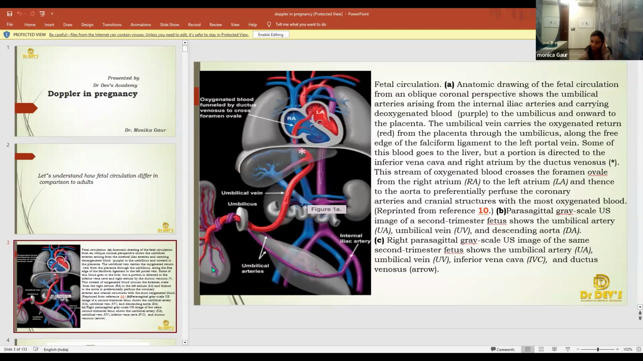If you want, I can explain further how this happens and what kind of oxygenation there is. So here in the placenta, oxygenation of the blood happens. Then with the single umbilical vein, it goes back to the fetus. The umbilical vein carries the oxygenated return from the placenta through the umbilicus along the free edge of the falciform ligament.